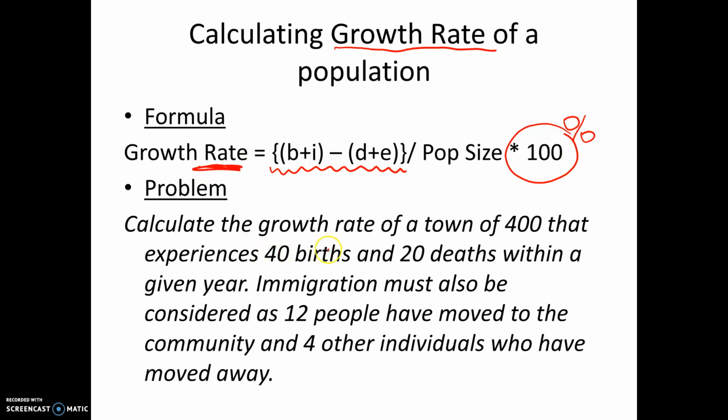So we are going to calculate the growth rate of a town of 400. And we have the same parameters as before. So same original population size. We've got the same number of births. I'm going to box those again. And deaths. So this is added. This is subtracted. We've got the same number moved in. This must be the same town. And the same people moved away.